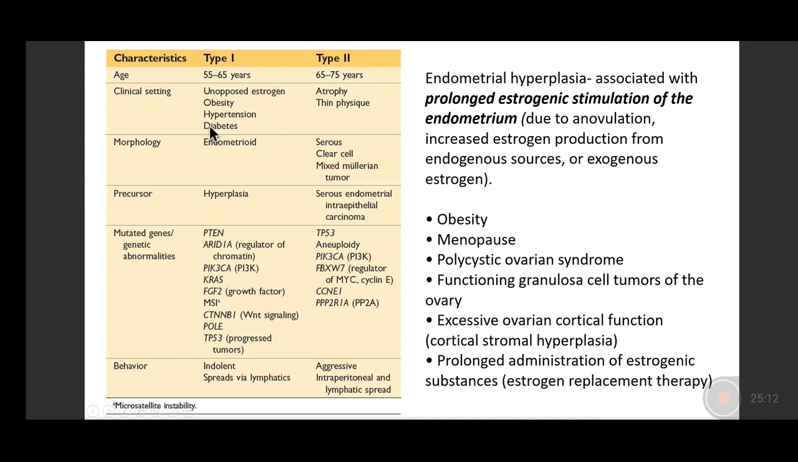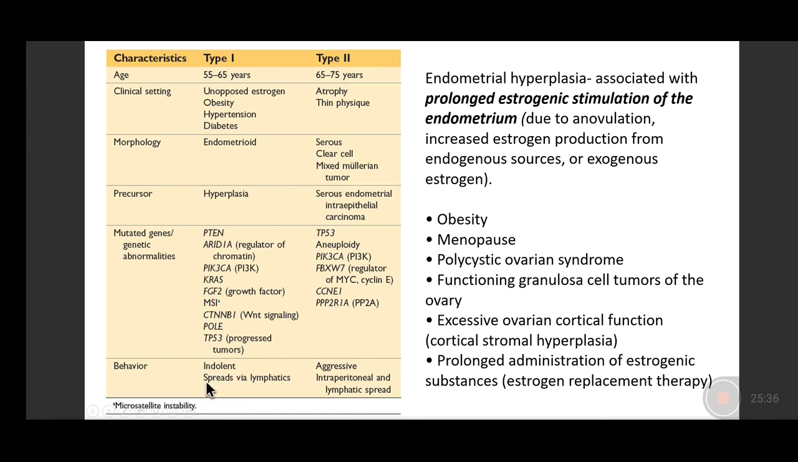physique. So the characteristic morphology in type 1 is endometrioid. However, type 2 can either be serous, clear cell, or mixed Mullerian tumor. The precursor lesion for type 1 is usually endometrial hyperplasia. In type 2, it is serous endometrial intraepithelial carcinoma. And you should know about the various mutated gene abnormalities that can occur in type 1 and type 2.